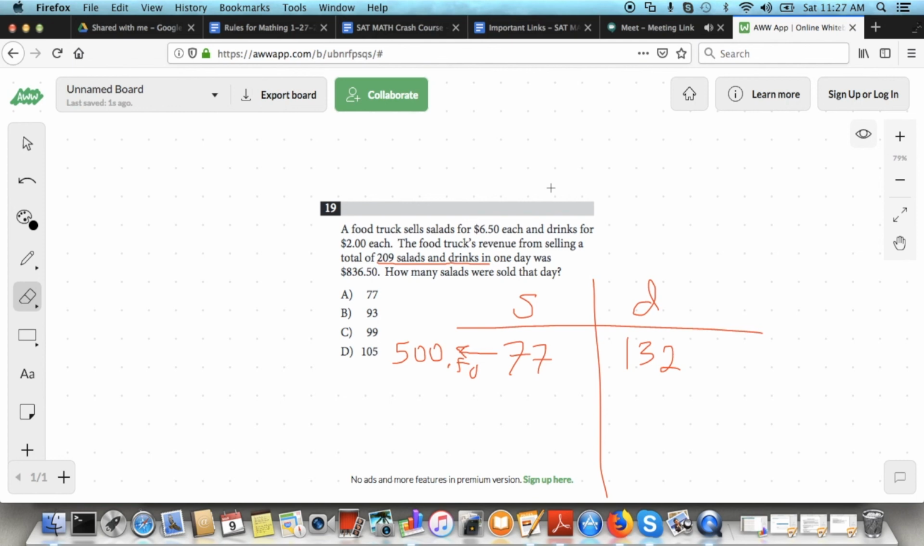and then how much revenue in the drinks? I guess I don't really need a calculator for this. Yeah, you can probably do that one. 264. Okay. And then when we add that together, that should give us $836.50 if it's the correct answer choice. Do we get $836.50? No, we get 700 something or other.